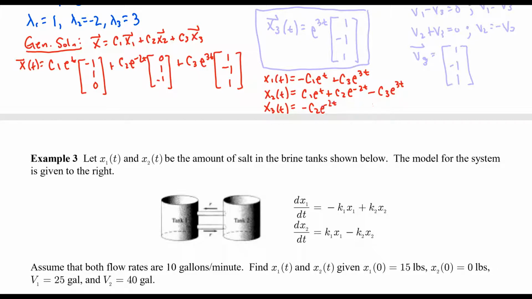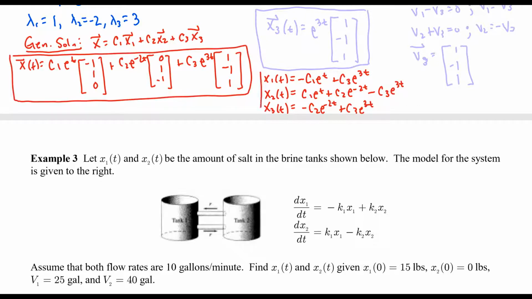So this is the matrix form of our general solution, and this is a more traditional approach to expressing the general solution. Now keep in mind, whenever you're working on your homework and you're checking your answers in the back of the book, the details may be slightly different.